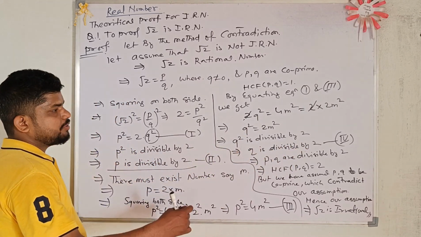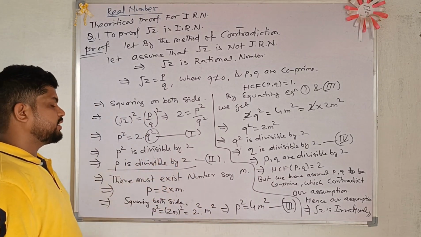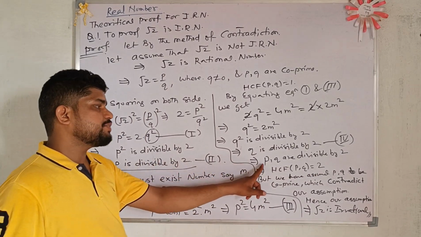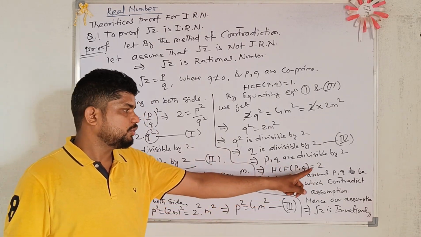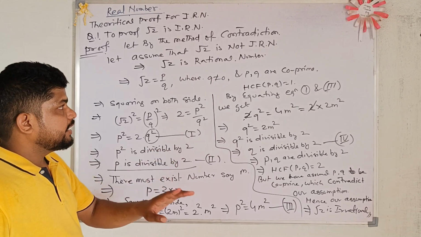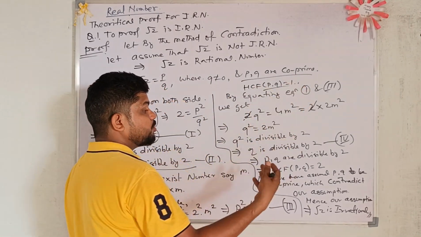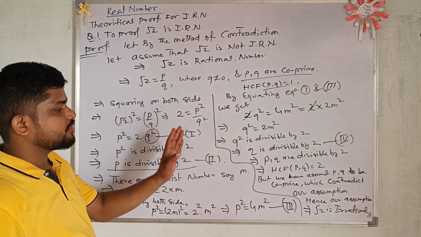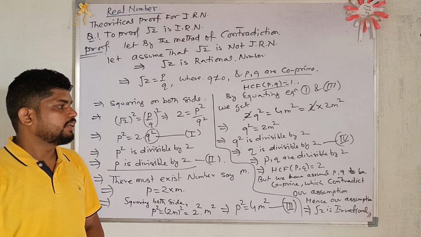Now from equation number 4 and equation number 2, we come to the conclusion that p and q are divisible by 2. That means their highest common factor is 2, not 1. But we had considered them to be co-prime, which shows the contradiction, so our assumption was wrong. Hence, root 2 is an irrational number. Okay. Thank you.